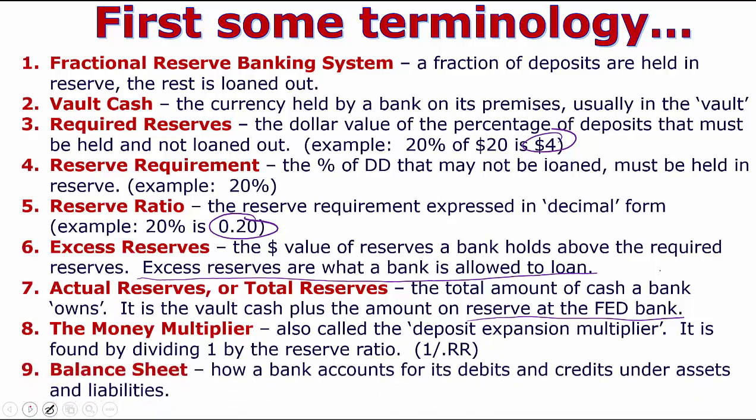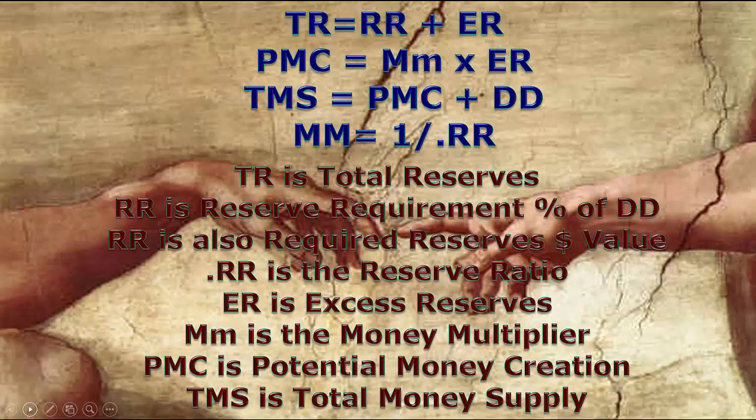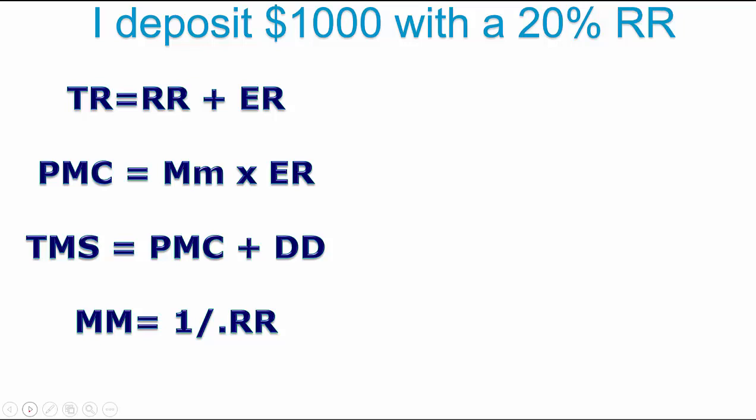And then the last thing, balance sheet. In another class, we're going to learn about balance sheets, but it's basically how banks account for all of their transactions. So let's move on. Notice the classical painting, creation of Adam. It's not really that. It's the creation of money. And so we're going to go through all of these equations in their English definition so we will fully understand this stuff. So let's pretend I deposit $1,000 with a 20% reserve requirement.